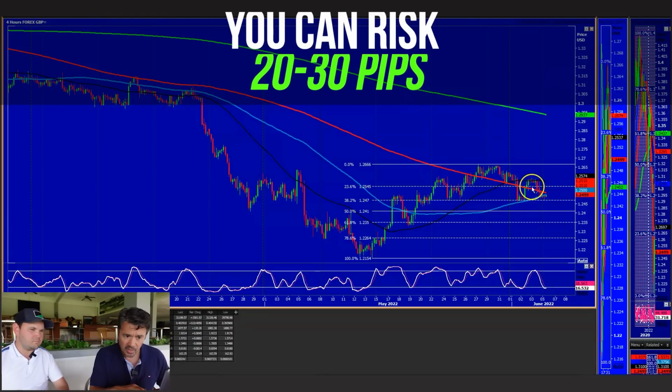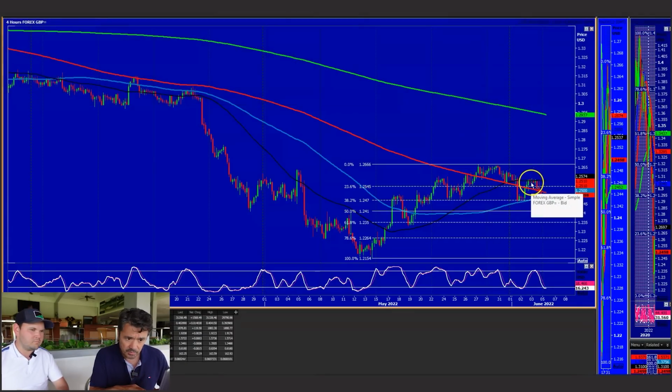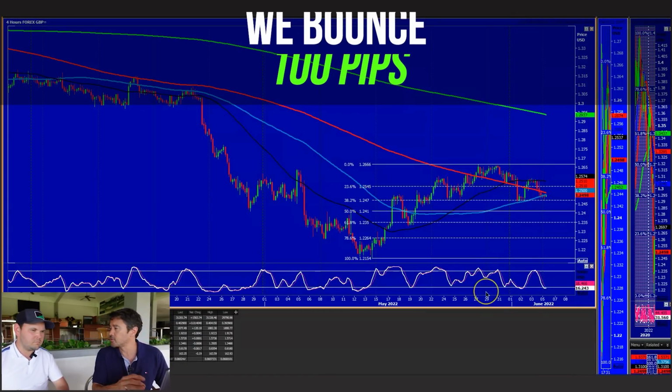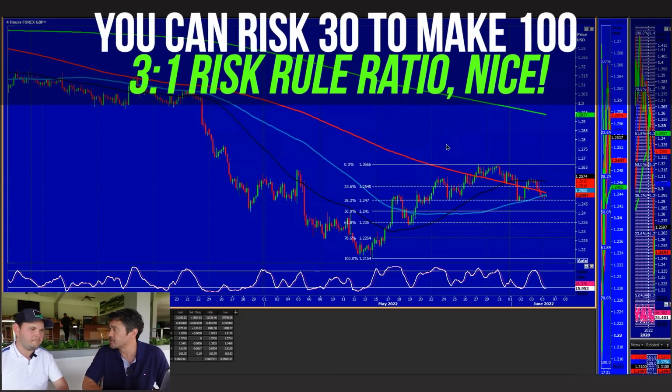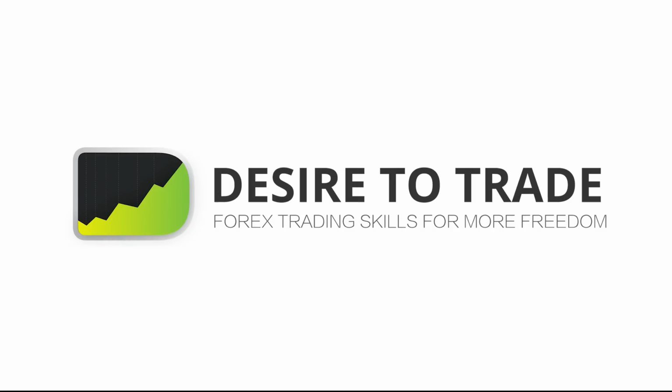You could probably risk 20, 30 pips. And what was the upside? We bounced 100 pips. So even that little trade, just on the 4-hour chart, you could have risked 30 to make 100. 3-to-1 risk-reward ratio, nice.